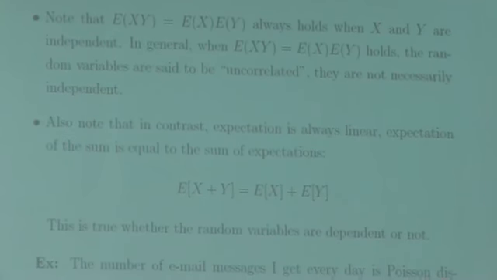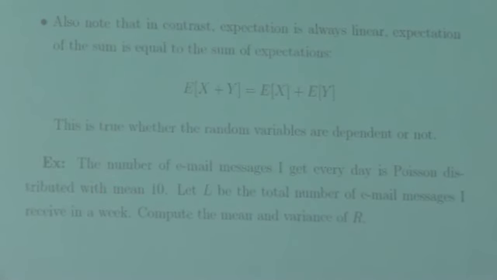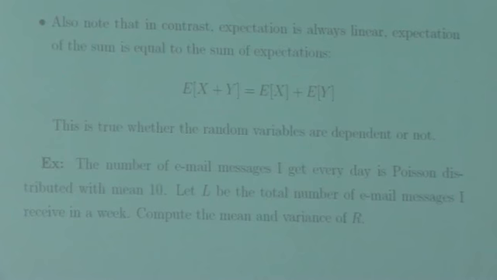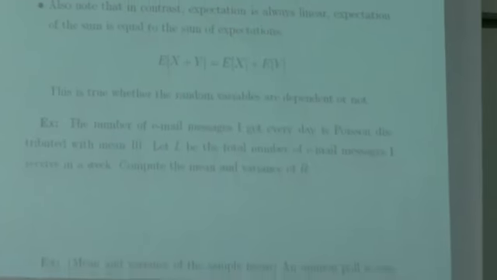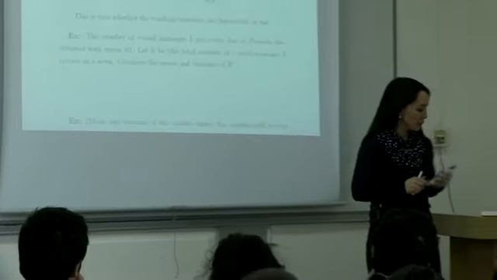Example: the number of email messages I get every day is Poisson distributed with mean 10. Let L be the total number of email messages I receive in a week. Compute the mean and variance of L. I would like you to think of this example on your own, and let's solve it together after the break. I would like you to have a chance to think about this before we do it in class. Okay? Let's continue after the break.